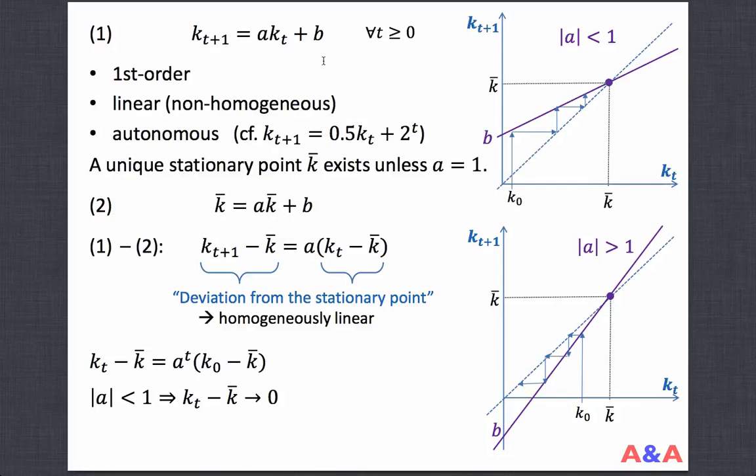Let me summarize. We studied the dynamics of a first-order linear autonomous system. If A is smaller than 1 in absolute value, then the system will converge to the unique stationary point or steady state k bar. If A is larger than 1 in absolute value, then the system diverges. Okay?